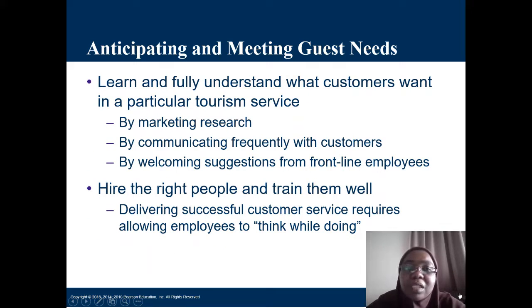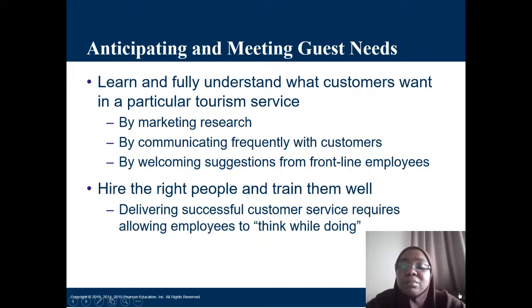Now we want to talk about anticipating and meeting guest needs. This is a service rendering company, particularly the tourism industry that we are discussing in this course. So it is very important as a service rendering company to anticipate. You should be able to foresee what customers are likely to need in this new age and time. What are they likely to need?